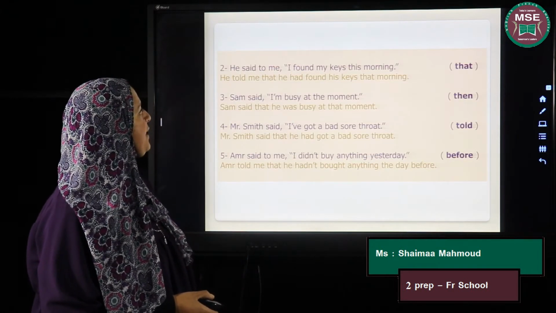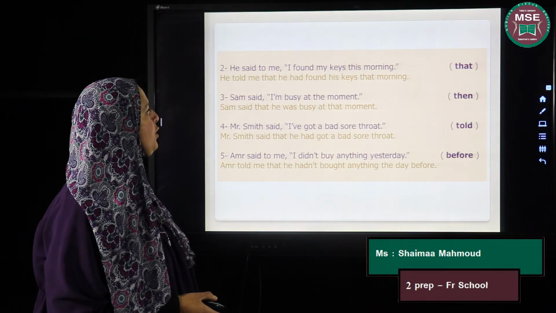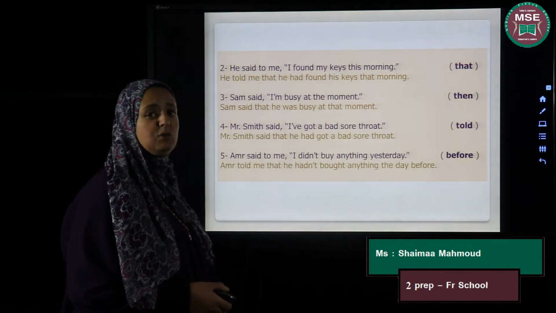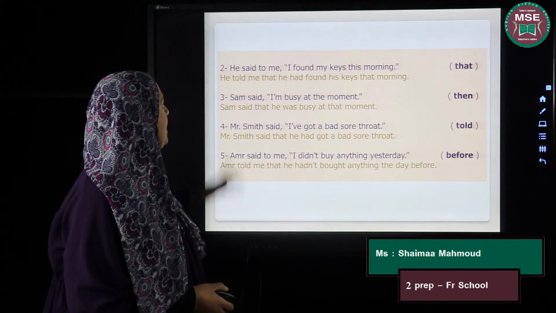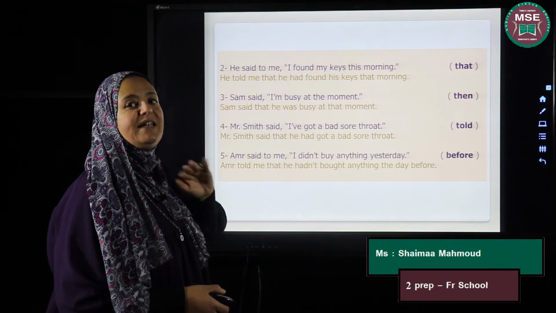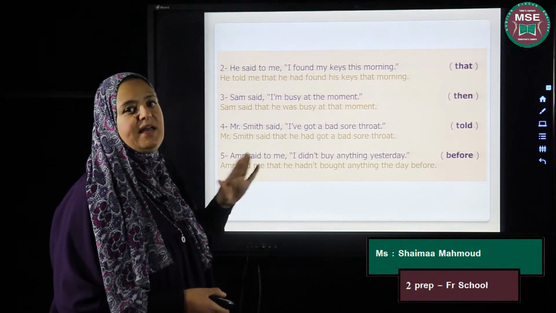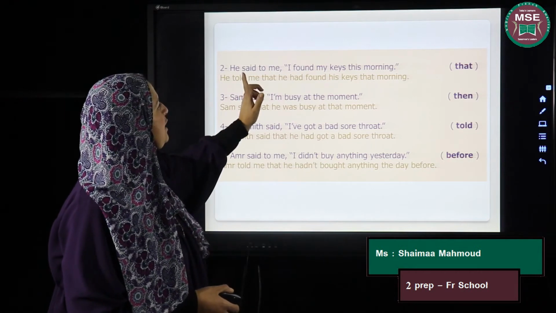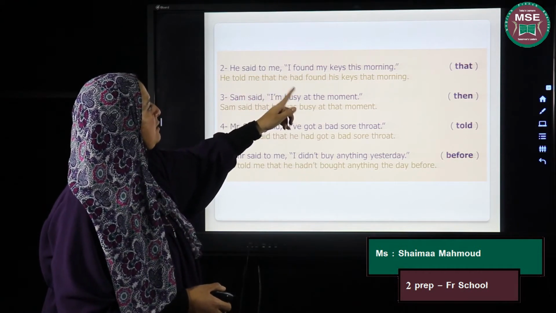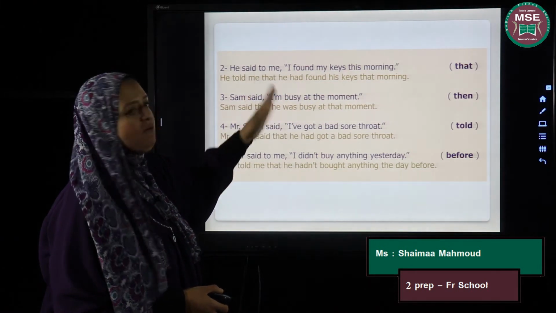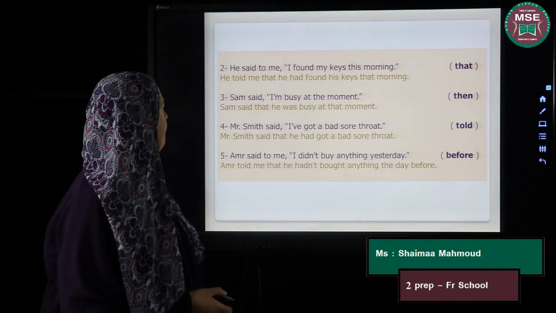He said to me, "I found my keys this morning." Here also I need to change the sentence or rewrite the sentence using the word that. So he told me that. Take care that in reported speech you can never say "he said to me that." This is wrong. He told me that. Instead of "I found my keys," we put "had found his keys." Instead of "this morning," we put "that morning."